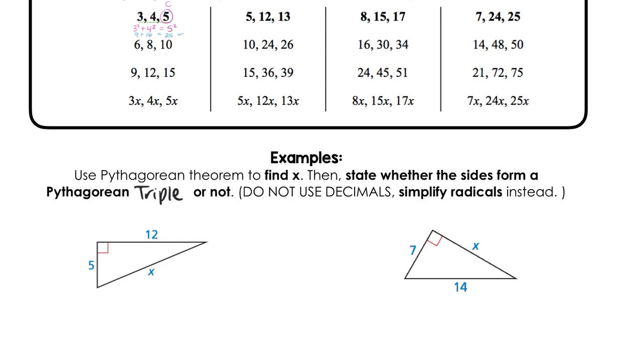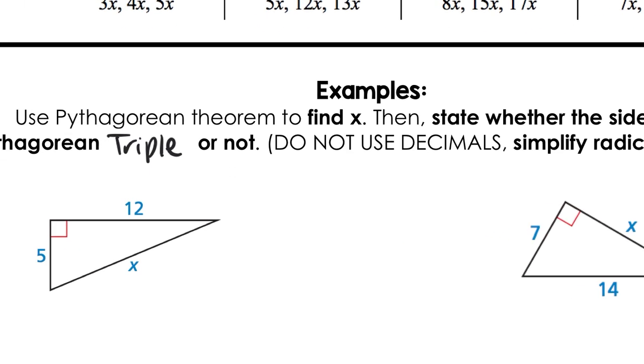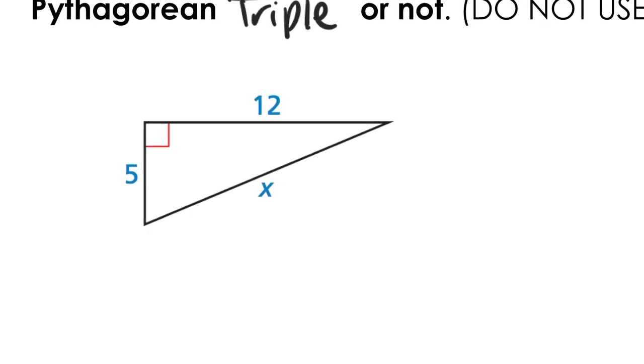Okay, so here's what we're going to do. We're basically just going to do the Pythagorean theorem, so let's set that up. We can call this one a and this one b, and then x would have to be c because it's across from the 90-degree angle. That would be our hypotenuse. As far as a and b go, you could switch those. It doesn't matter where you put a and b. So it would be 5 squared plus 12 squared equals x squared.